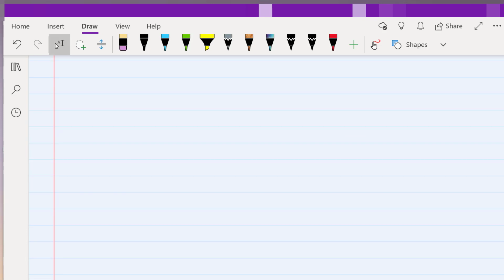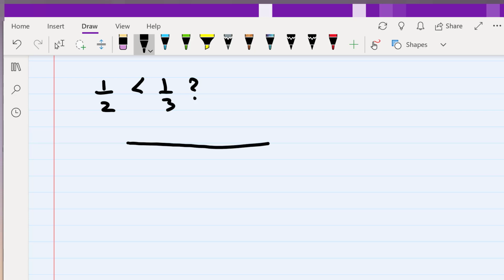So let's revisit our original question. Is 1/2 less than 1/3? Or is 1/3 greater than 1/2? We could draw a number line and say 0 to 1, and we could split it in half, so this would be 1/2.